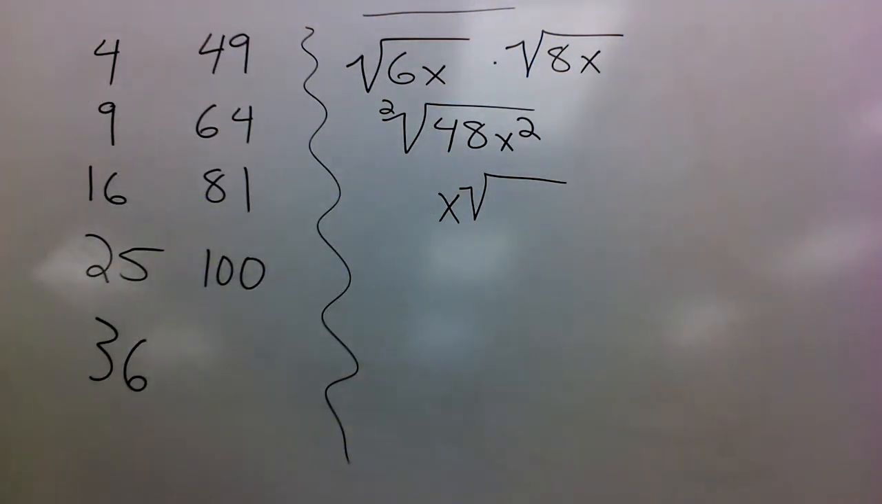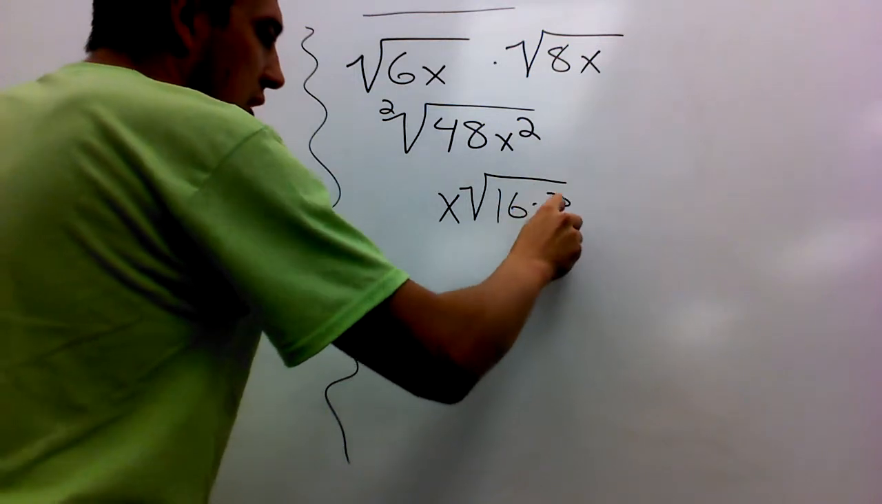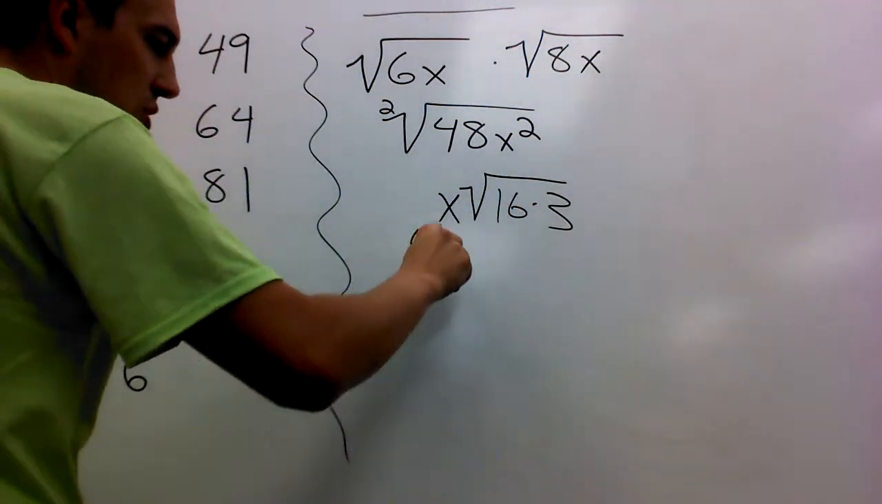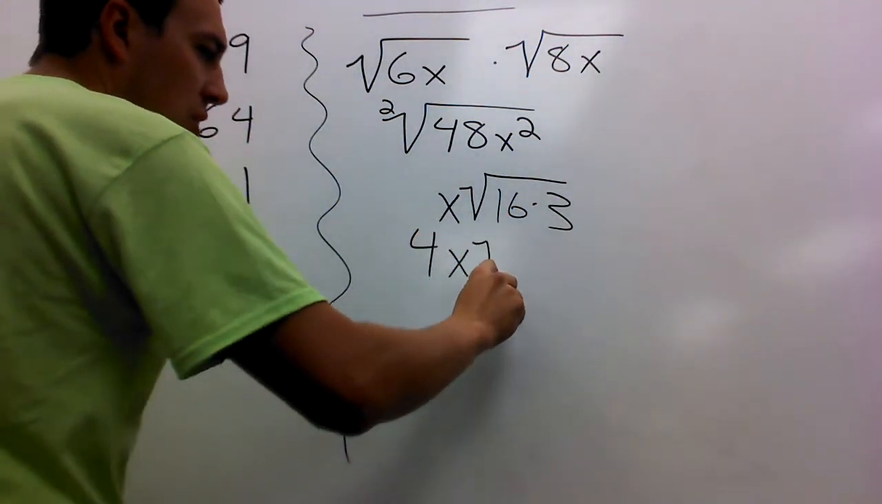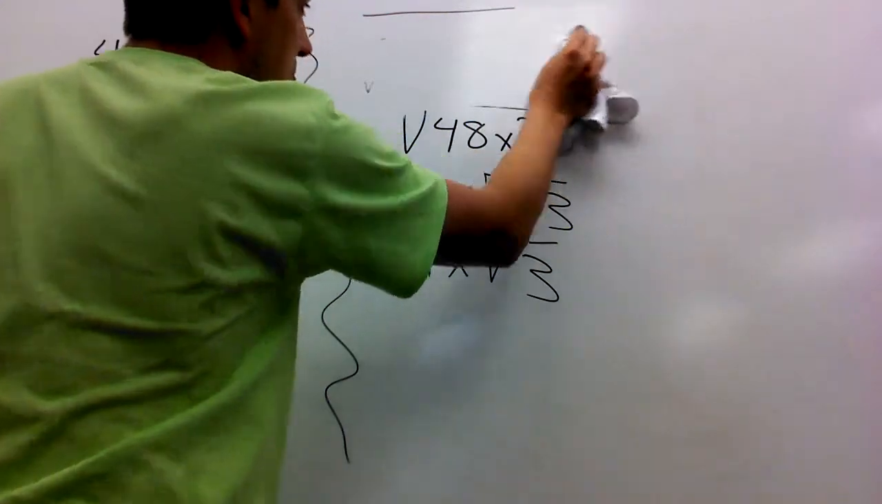Simplify 48. Which one of these numbers? What's the biggest number that goes into 48? 4 goes into 48, but it's not the biggest. 16 is the biggest number that goes into 48. 16 times 3. Square root of 16 is 4, so it's 4x radical 3. Next.